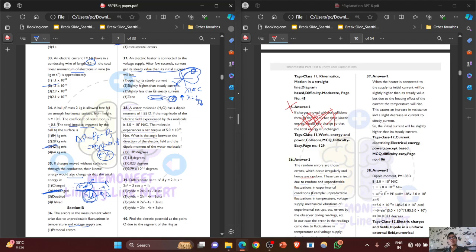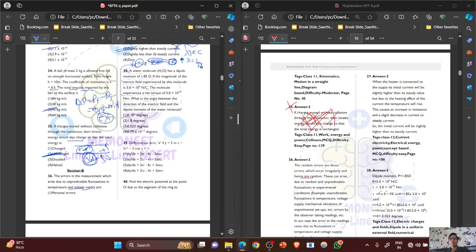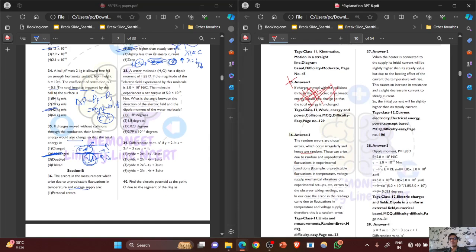So for the current, you know that heat is H equals I squared R T. Temperature is less, so heat generated is less. So the final current will be less, and initially it is slightly higher. I have explained in two ways. It's up to you which concept you find better.